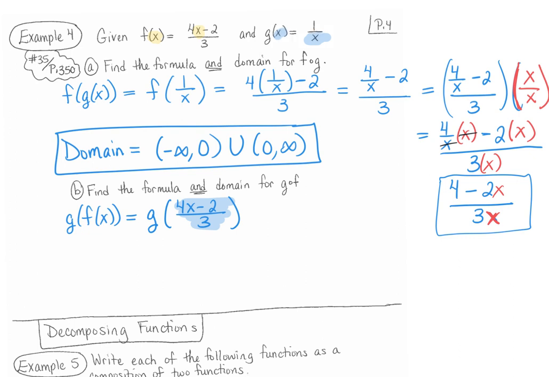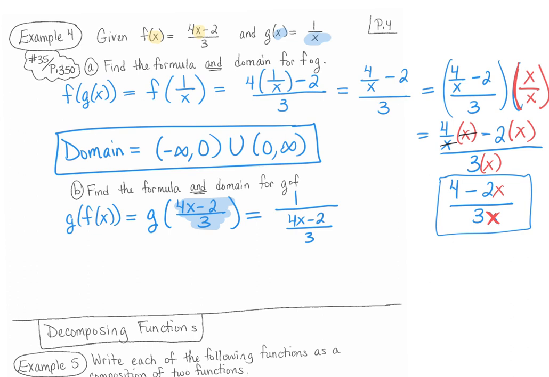So this is equal to 1 over 4x minus 2 over what? Over 3. Got it. Very good. And whenever you simplify that, what do you get? 4x minus 2 over 3. You have 1 over 4x minus 2 over 3. So whenever you have 1 over a fraction, what does that become?